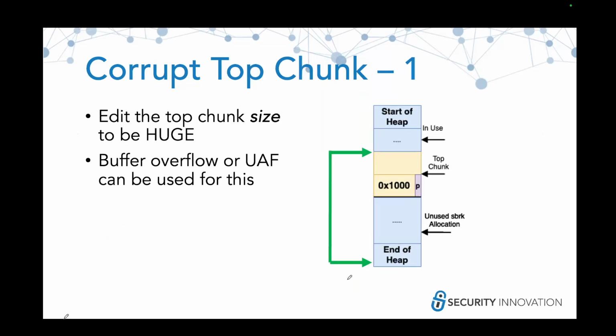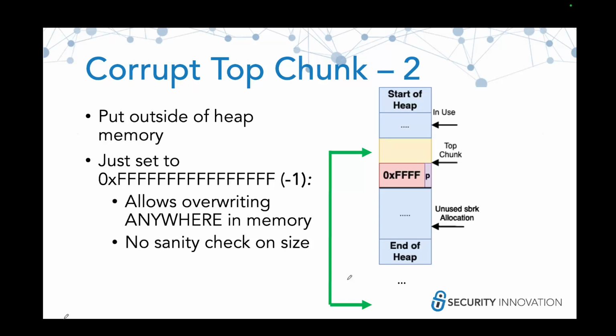In order to do this, you could have a use after free or a buffer overflow or something that just allows us to edit the top chunk. In practicality, you can set it to all ones. You can set it to whatever values you want. It just needs to be a ludicrously sized value. And if you set it to be 64 bits of values, then you can effectively wrap it all the way around if you want to.